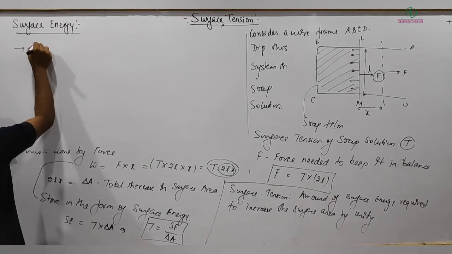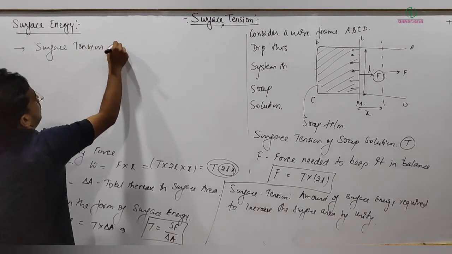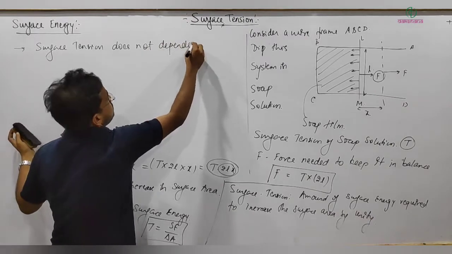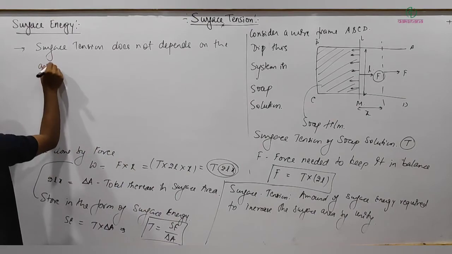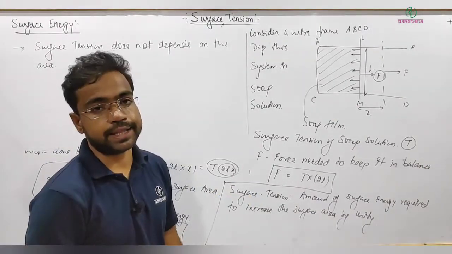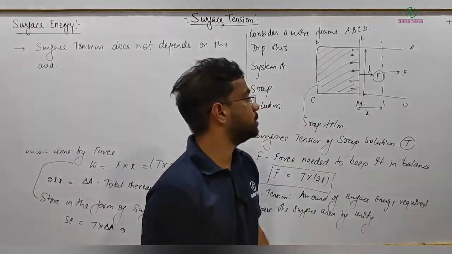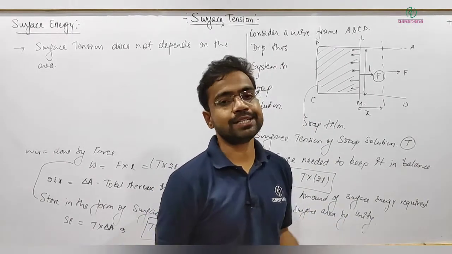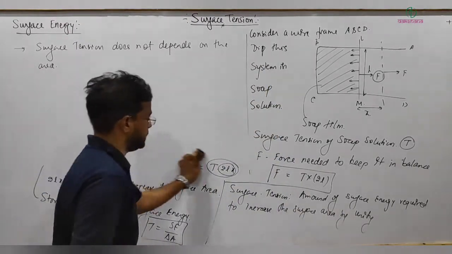Let me write it in. Surface tension does not depend on the area. Even force depends only on length. Force is equal to T into L. So the higher the length, the more molecules will be attracting, that's why more force will be required. So this we can define as surface energy.